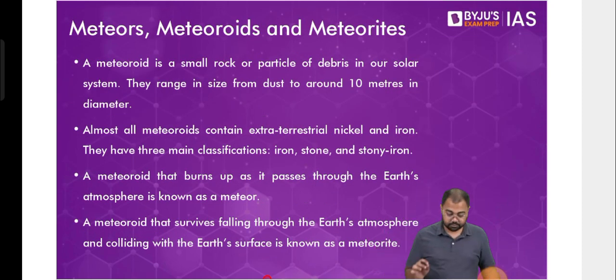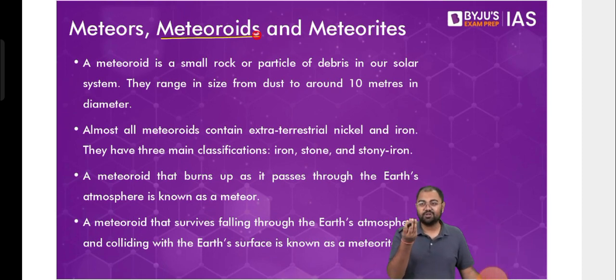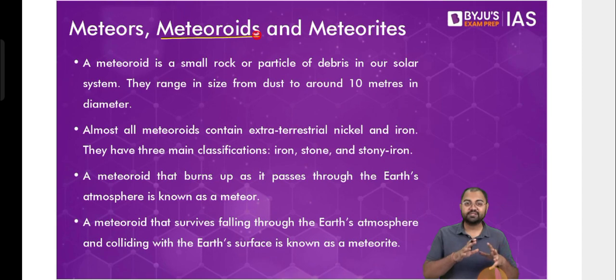Now, when we are looking at a meteoroid, just understand that a meteoroid also has a very similar composition, but they are even smaller. They can be just the size of dust. They can be just 5 meters or maybe 10 meters in size. So they will be very, very small. You can say like stones. They'll be so small.